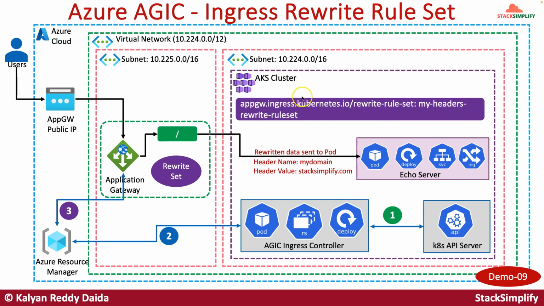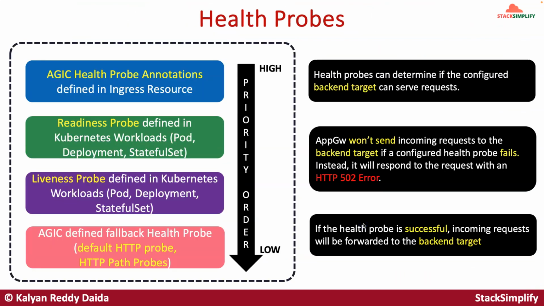After that, we are going to define a rewrite rule set in our application gateway and associate that to our Ingress service using an annotation, so that all the rewrite rules defined in this rewrite rule set will be applied to our application. We are going to implement that as part of demo 09. From there, we'll go ahead and implement health probe related 5 demos. As I said earlier also, health probes are very important, and to define them, we need to understand their priority order.